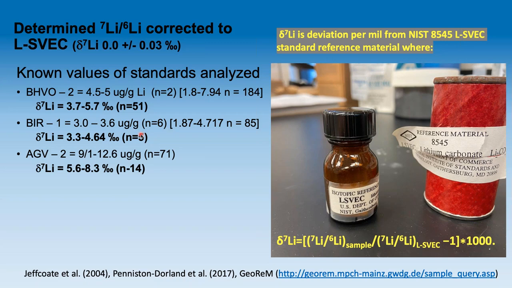AGV, this is an andesite from Guano Valley made by the United States Geological Survey. They collected it. Go look up Guano Valley. This is a real place. Again, that should be N equals 14. Not too many analyses, a big, wide range. This is a glass mountain rhyolite, N equals 1, a whopping one analysis.